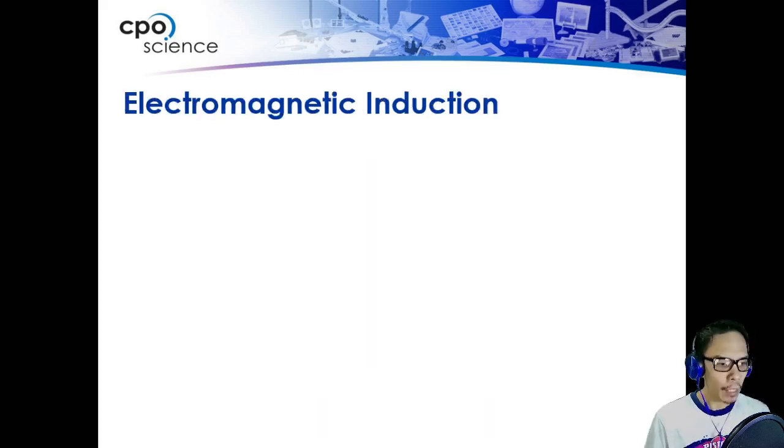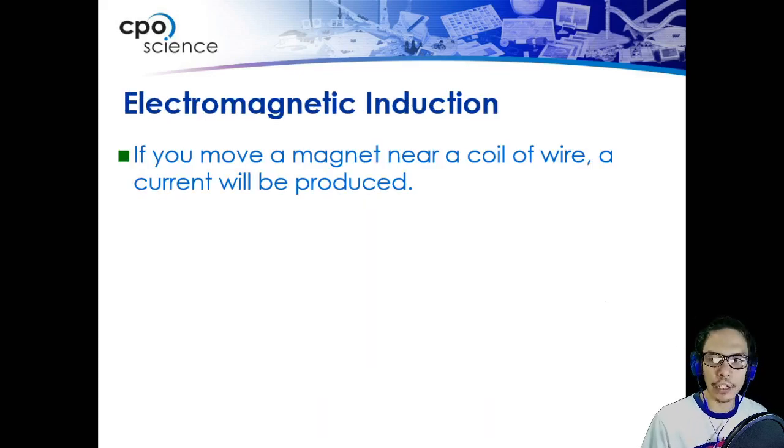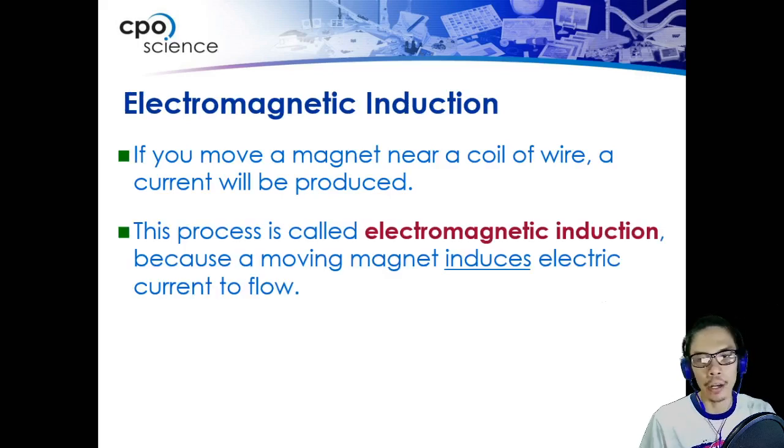If you move a magnet near a coil of wire, basically current will be produced, and this is what they call electromagnetic induction. This process is the opposite of your electric motor. With the use of a magnetic field, an electric motor converts electricity to mechanical energy. In this case, we convert mechanical energy to electricity. So that's the difference.